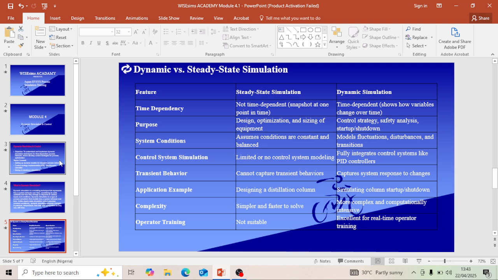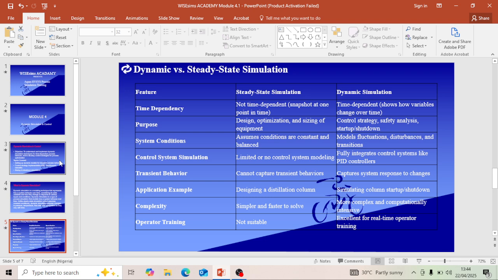All right, so let's look at the dynamic state versus the steady state simulation. All right, so the features: time dependency. Steady state is not time dependent, all right, while dynamic state is time dependent. The purpose: steady state is used for design, optimization, and sizing of equipment, while the dynamic state is for control strategy, safety analysis, startup, and shutdown. Alright, the system conditions. Steady state assumes conditions that are constant and balanced. Like we earlier stated, it's fixed. The conditions don't vary. While in the dynamic state, you see the fluctuations and disturbances with the transitionings, alright?